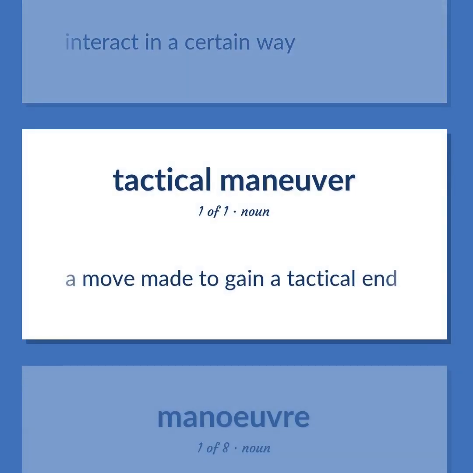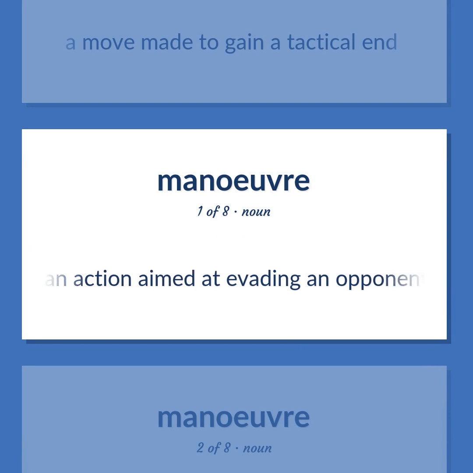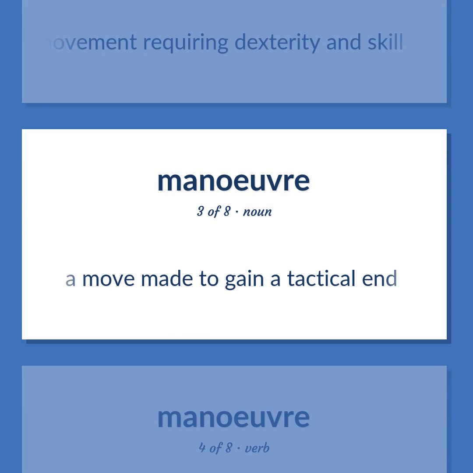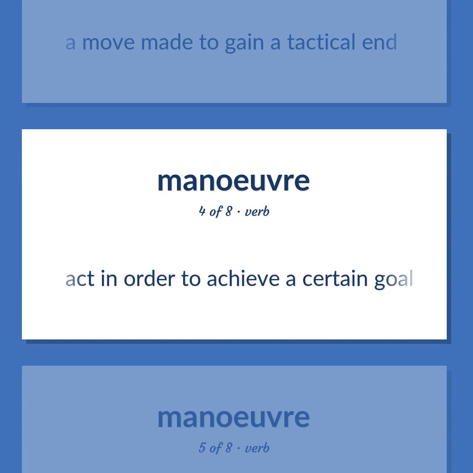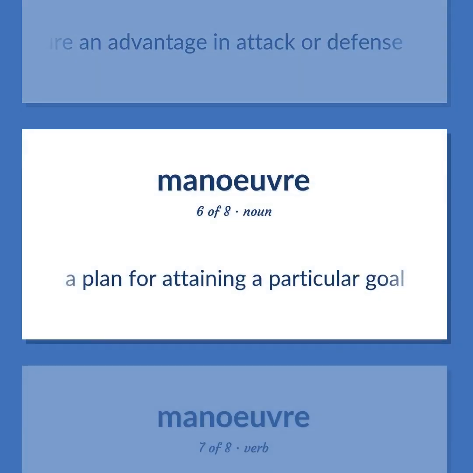A move made to gain a tactical end. An action aimed at evading an opponent. A deliberate coordinated movement requiring dexterity and skill. A move made to gain a tactical end. Act in order to achieve a certain goal. Perform a movement in military or naval tactics in order to secure an advantage in attack or defense. A plan for attaining a particular goal.